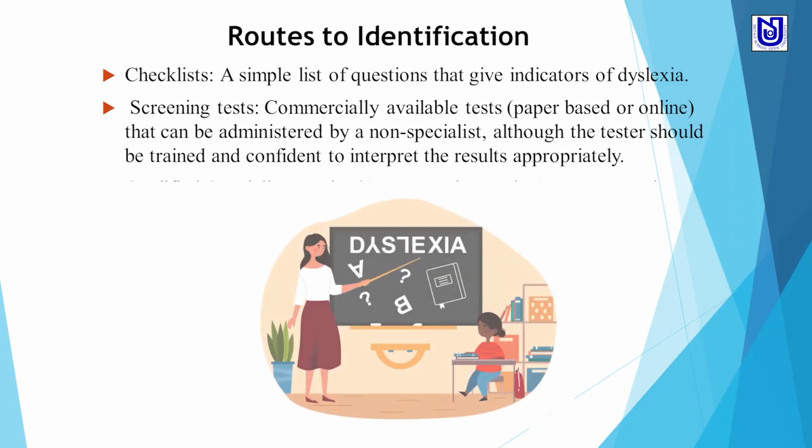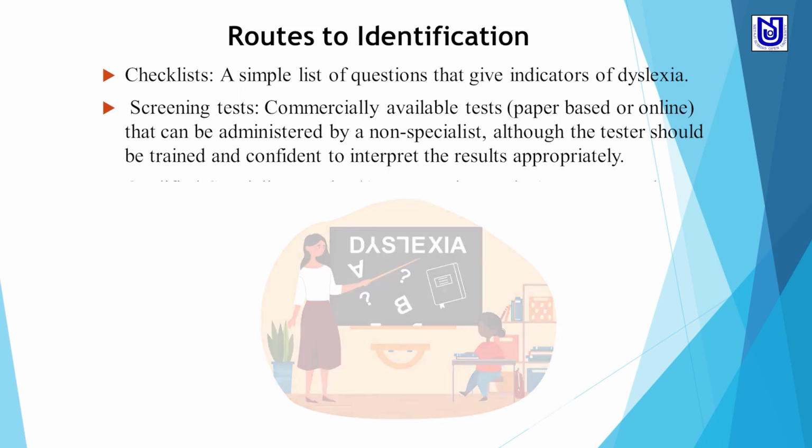The routes to identification. We can identify a child with dyslexia with the help of a checklist, a simple list of questions that gives indicators of dyslexia, and screening tests, commercially available, paper-based or online, that can be administered by a non-specialist, although the tester should be trained and confident to interpret the results appropriately.